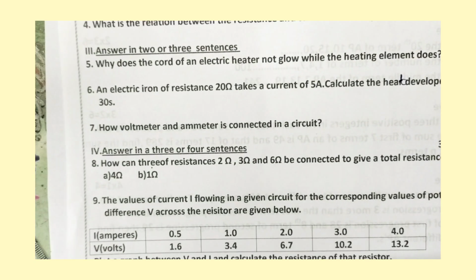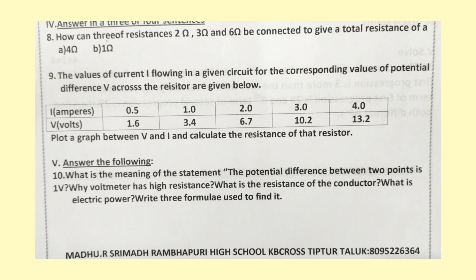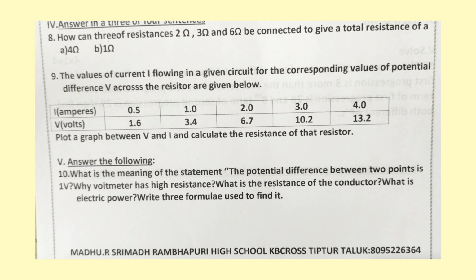So next, let us move to the 10th question, and that is the last question of this paper. So what is the meaning of the statement, the potential difference between the 2 points is 1 volt? Why does a voltmeter have high resistance? Then what is the resistance of the conductor? What is electric power? Write 3 formulae used to find it. So in one question there are so many sub questions. So let us answer those sub questions now.